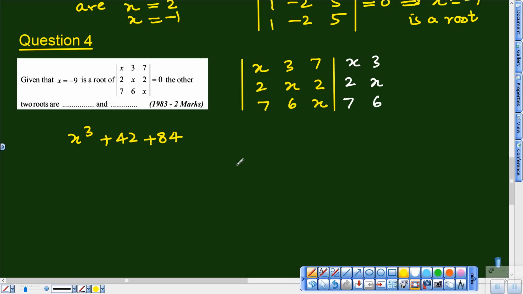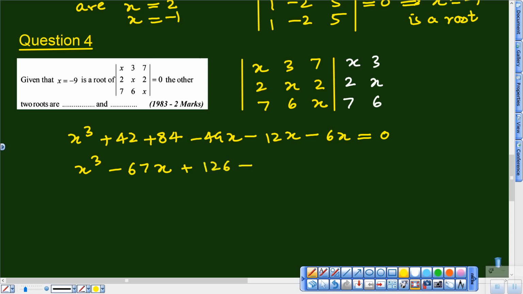And truly we don't need to write the secondary diagonal. Even then, let me write the secondary diagonals. The secondary diagonals would be minus 49x, minus 12x, minus 3 into 2, that's 6x, is equal to 0, which becomes x cube minus 67x plus 126 is equal to 0.